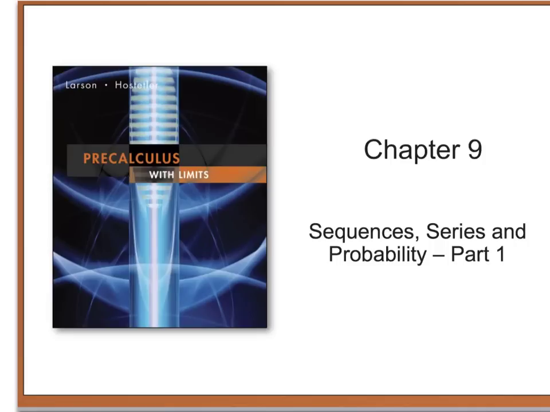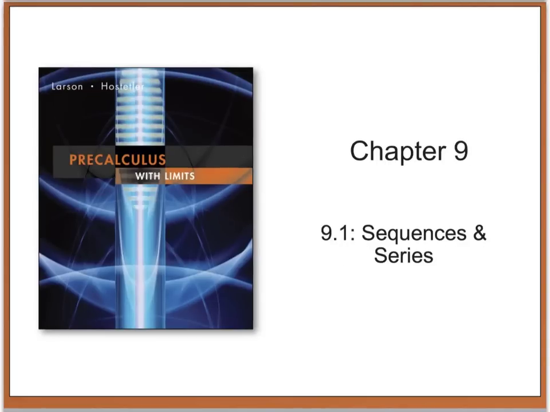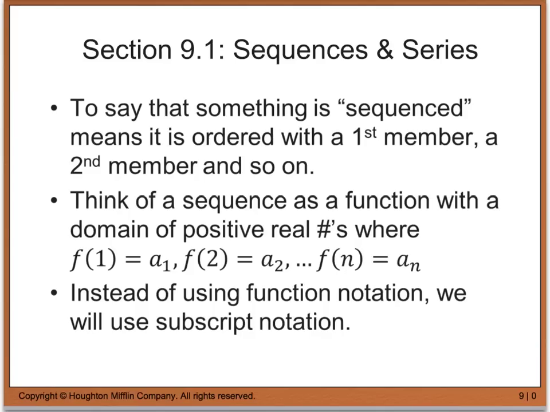Welcome to Chapter 9. This chapter is going to deal with sequences, series, and probability. This is going to be the first part of Section 1 that deals with sequences and series. When we're talking about something being sequenced, we mean that it has an order, where we have a first member, a second member, a third member, or a first term, a second term, and so on.